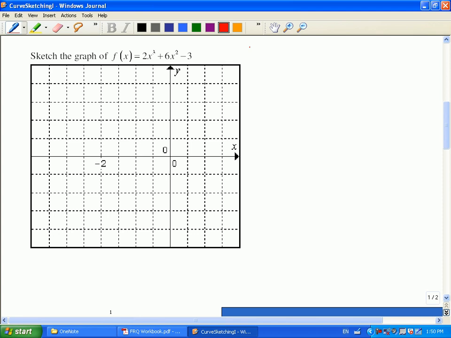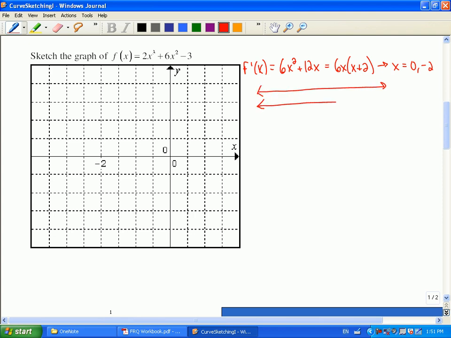Our process is the same. We're going to find a derivative. So start here at 6x squared plus 12x, and factor it, and I get 2 critical points here, x equals 0 and -2. So what I'm interested in is where things are increasing, decreasing. That'll tell me too about the extrema on this graph. So we'll do a quick number line, and it'll happen at 0 and at -2.